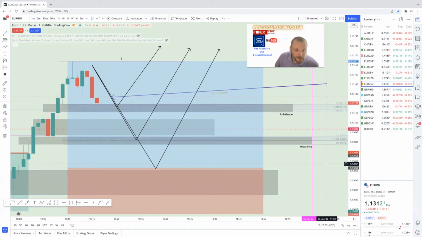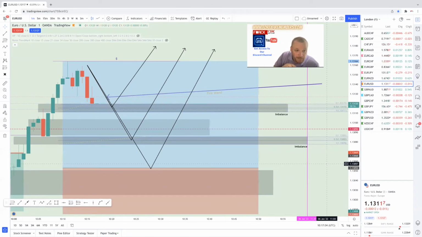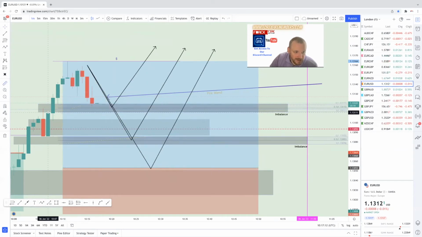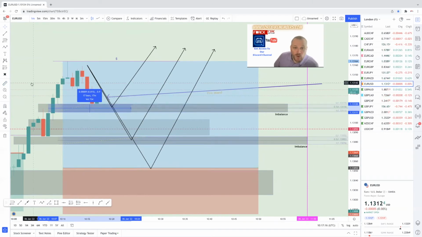So it's taking its time. It's mitigating into the imbalanced area, and we've just had a touch into the area. Again, can't make this stuff up, guys. That mitigation area is not even worth a pip. Look how it's come in. It's respected, and now it's on its next move.